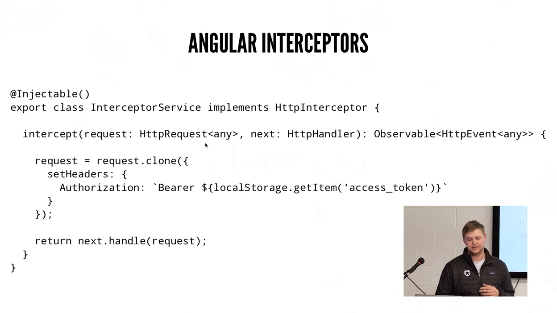So the Angular team added this handy clone function, which is basically just going to take your request, clone it, and then you add whatever you want to it. So here, in the example, I'm adding an authorization header of the type bearer and getting the access token to pass it to the API. So this will make sense in just a little bit.